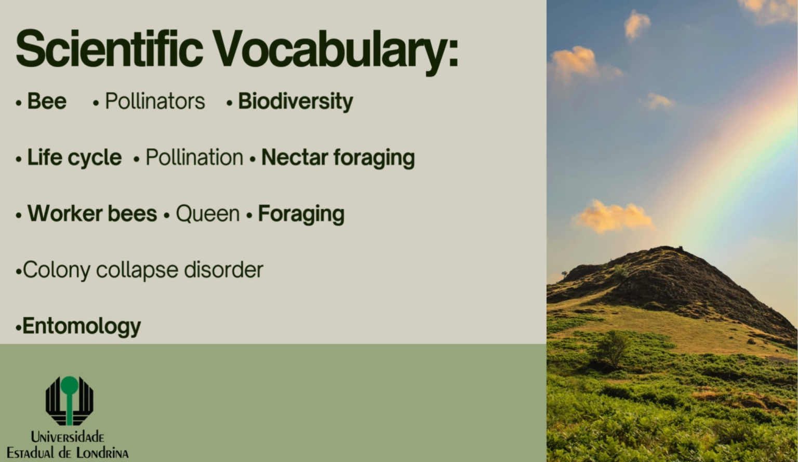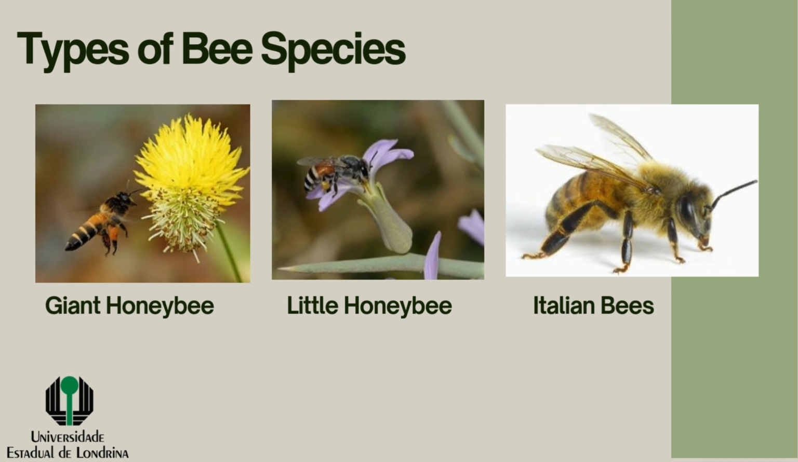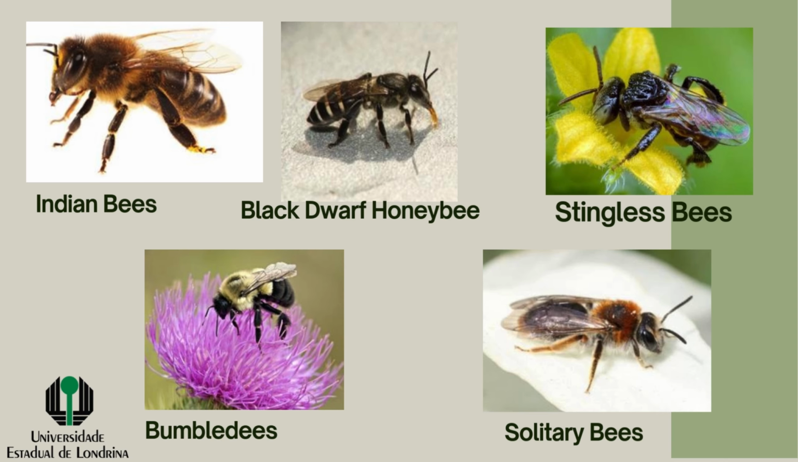Okay then, now that you've learned this specific scientific vocabulary, I'm going to ask you something. Did you know there are many different types of bee species? Let me show you some of the bee pollinators. Have you ever seen any of these types of species of bees in the place where you live? Let's go. Observe the sequence of images. Giant honeybee, little honeybee, Italian bee, Indian bees, black dwarf honeybee, stingless bees, bumblebees, and the solitary bees.